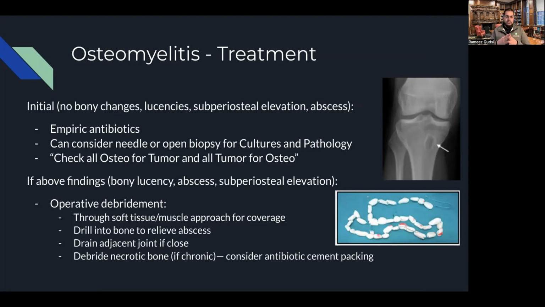Sometimes it can be difficult to distinguish septic arthritis versus osteomyelitis, and it's reasonable to just go ahead and treat both, particularly in the joints we talked about earlier, where there's a high rate of them being together. So shoulder, elbow, hip, and ankle.